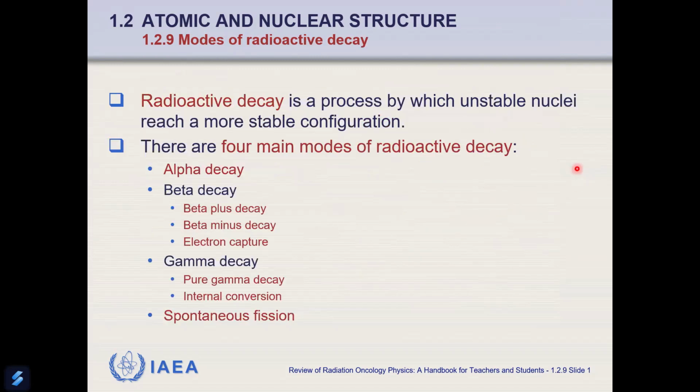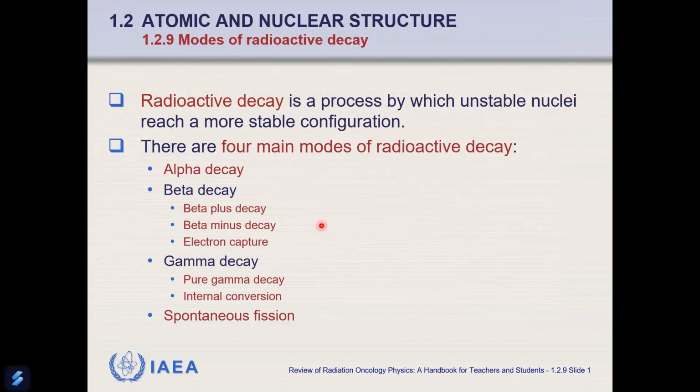So let's look at some of the modes of radioactive decay. I'm sure this is something you may have covered before, but I'll just give you a quick run through. In radioactive decay, we have an unstable nucleus that decays to form a more stable nucleus, or even a ground state configuration. There are four main modes: alpha decay, beta decay, gamma decay, and spontaneous fission. On beta decay, as you know, there's beta plus, beta minus, and also electron capture. Gamma decay is further divided into two: pure gamma decay or internal conversion.